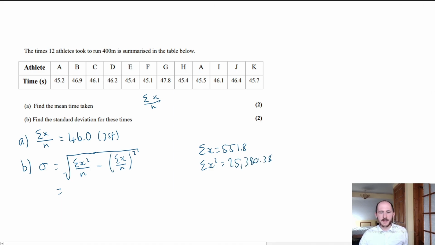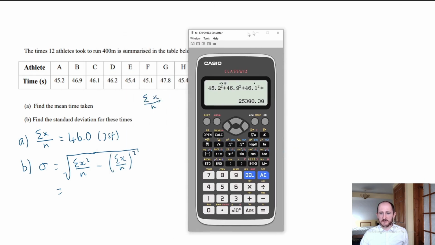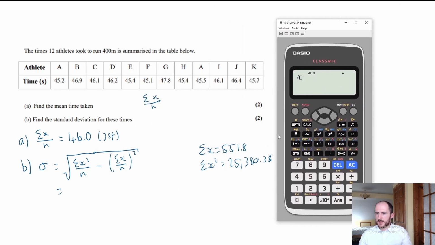So 25,380.38. And then we just need to sub it in. Nice and easy, hopefully, possibly. So we have the sum of x squared, so 25,380.38 over the 12 athletes minus 551.8 over 12, and that is squared again.